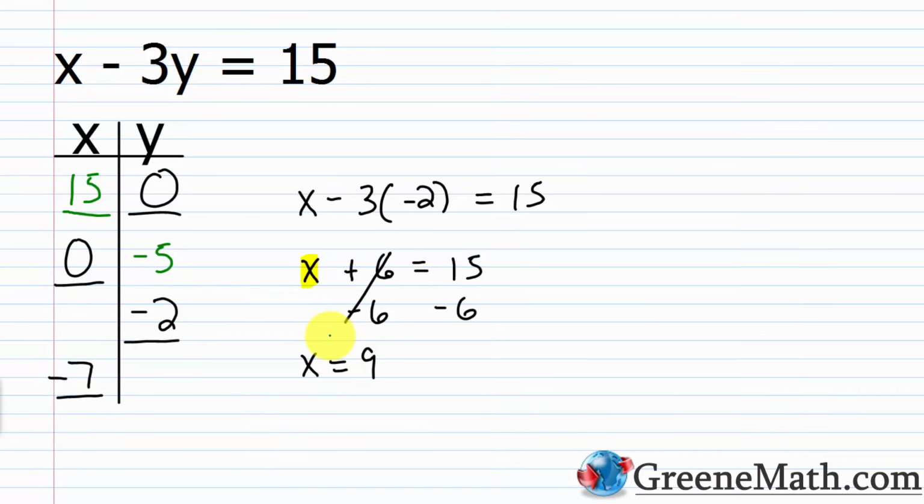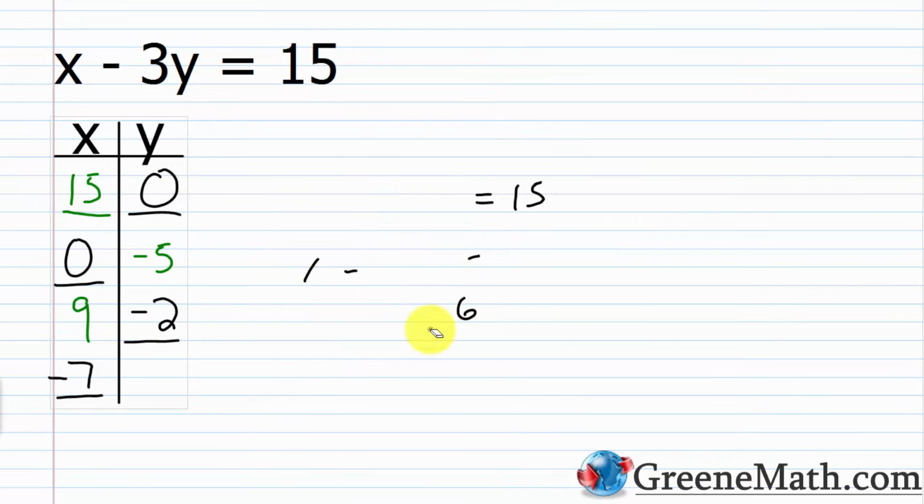And I'm going to remember to use a different color this time. And I'm going to put 9 there. So that's another ordered pair that works as a solution. So we can say the ordered pair 9, comma, negative 2, again works as a solution for this equation. Now let's do one more.